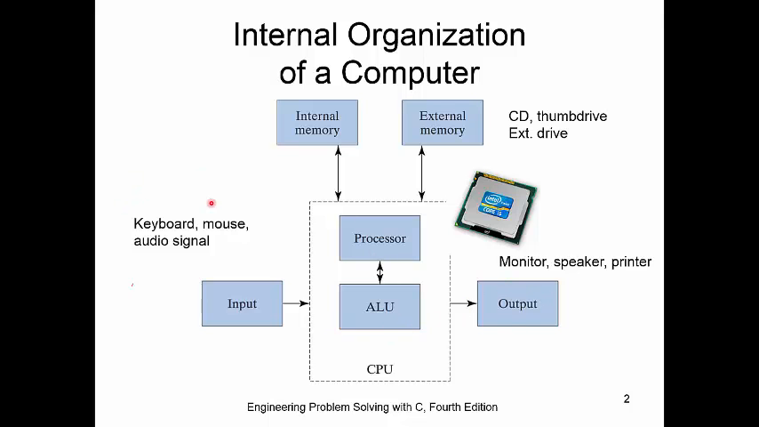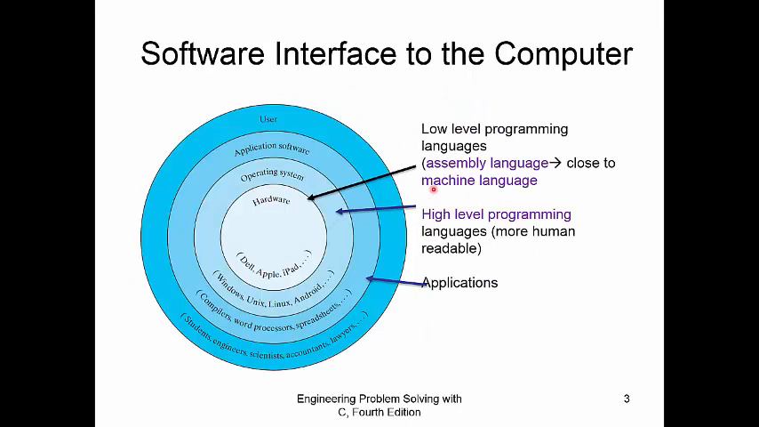Inputs are typically keyboards, mouse, audio signal. The input will get processed by the CPU, and something will be output, maybe to your monitor, your speaker, or a printer. But the CPU must also interface with internal memory in the computer. This is your RAM. External memory is your thumb drive, CD drive, whatever external memory you have.